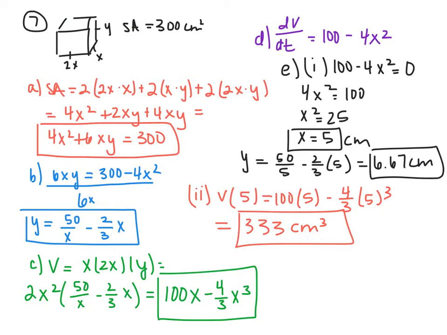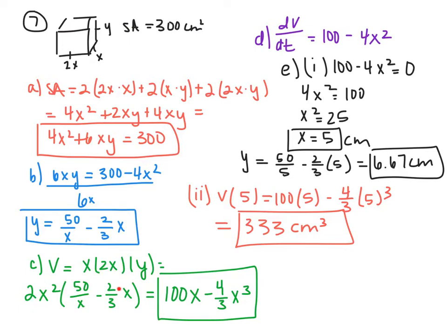Part C wants us to show that the volume of the box is 100x minus 4/3 x cubed. So the volume is the three dimensions multiplied by each other, x times 2x times y. But we want the volume in terms of just x. So I'm going to take this that we just solved for y and plug it in for y. So you get 2x squared times y, which is 50 over x minus 2/3 x.